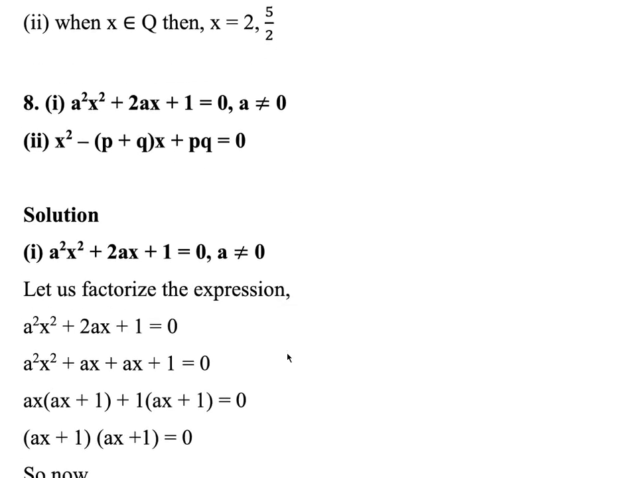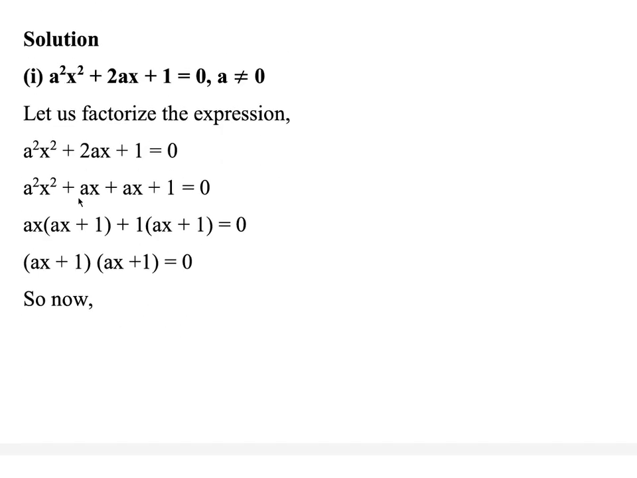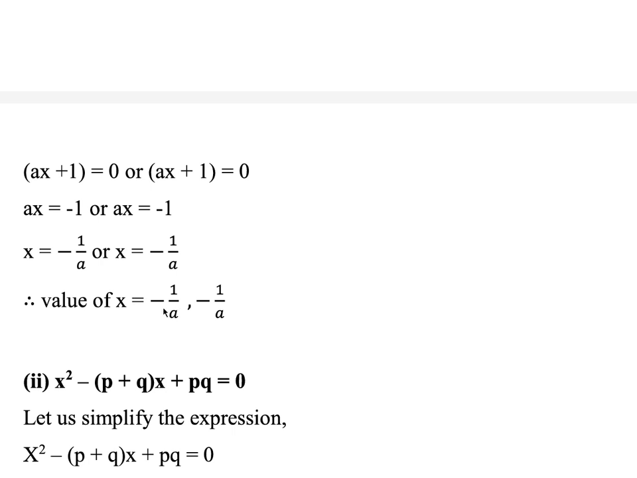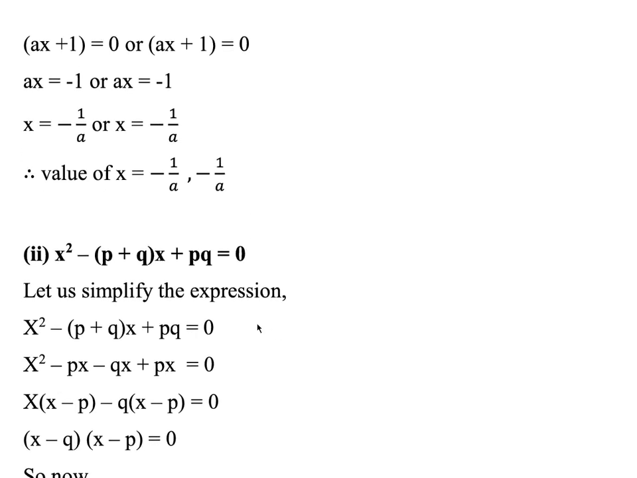Okay, then come to the next problem, that is a square x square plus 2ax plus 1 is equal to 0, a not equal to 0. After that, write the equation and break the 2x into x plus x. After that, a little bit of simplification, you will get (ax plus 1) twice is equal to 0. So if ax plus 1 is equal to 0, you will get the values of x as minus 1 by a, minus 1 by a.